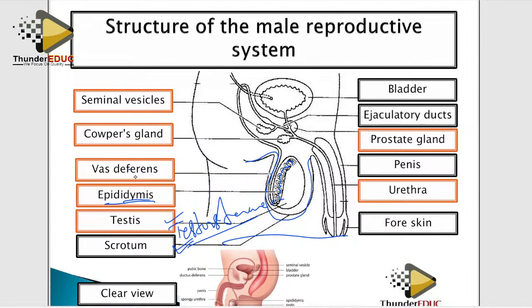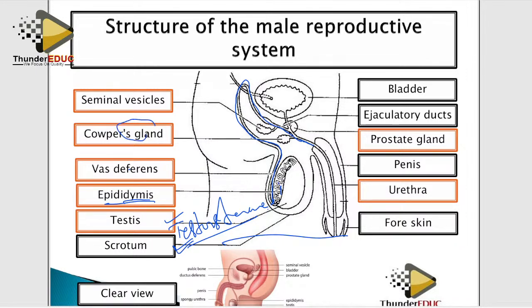Then you have the vas deferens, the tube. This is just a tube, yes, which connects the epididymis to the what? To the ejaculatory duct or the urethra. So this tube is called vas deferens. Don't call it sperm duct. It's better you call it vas deferens. So basically it's transportation of sperms from the epididymis to the urethra.